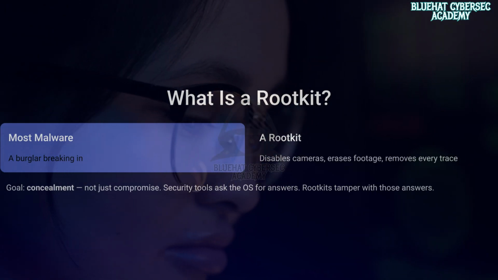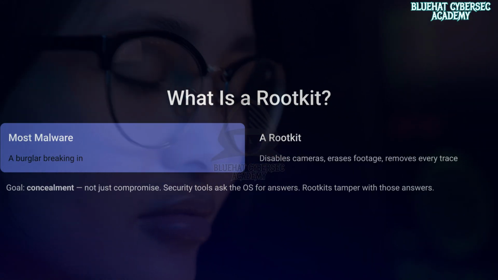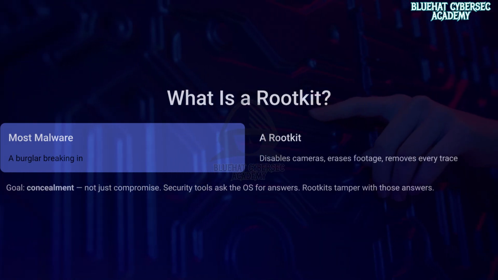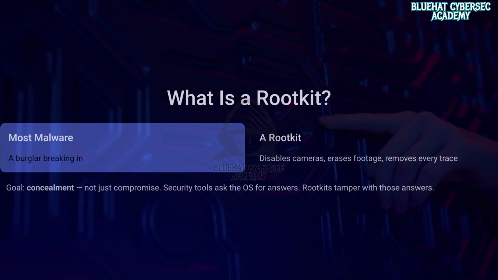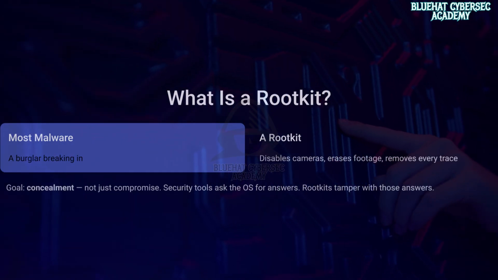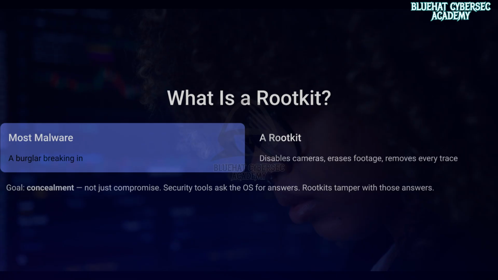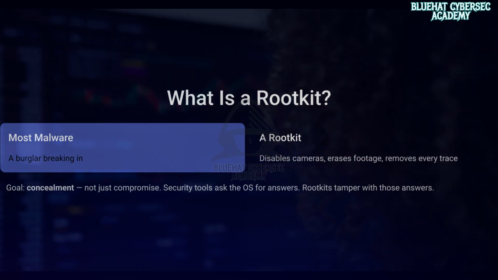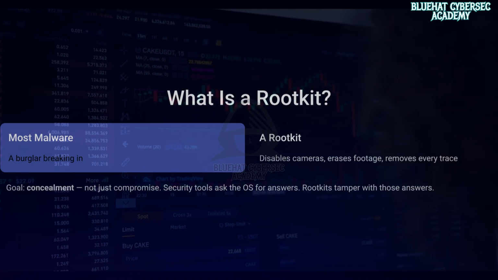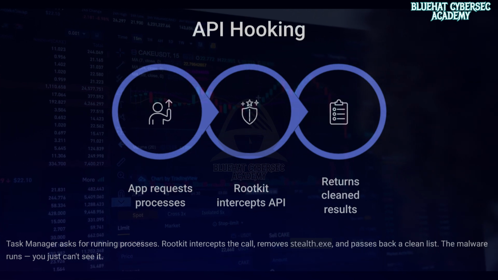Security tools usually learn what's happening on a system by asking the operating system questions. Which processes are running? What files exist? What registry entries are present? But what happens if the operating system itself has been manipulated? That's the rootkit's advantage. Instead of attacking security software directly, rootkits often tamper with the information security software relies on. In other words, the security software may be asking all the right questions, but the system may no longer be giving truthful answers. Now let's discuss how rootkits manipulate visibility.